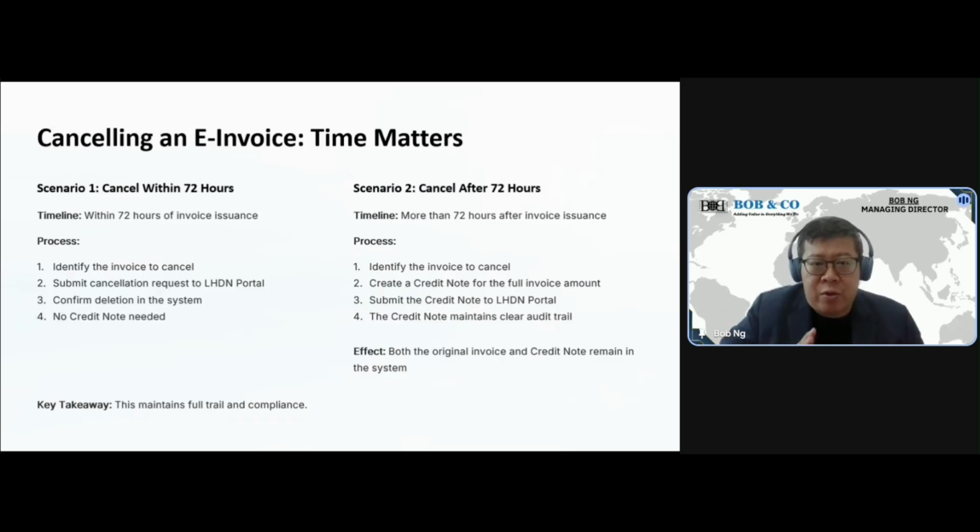Scenario two is when you intend to cancel or make changes after 72 hours. You will not be able to just delete it. You actually need to identify what is to be cancelled or amended, create a credit note for the full invoice amount or the partial amount, submit the credit note, and the credit note has to be maintained in the portal itself to maintain a clear audit trail. Both the original invoice and credit note will remain in the system after all.